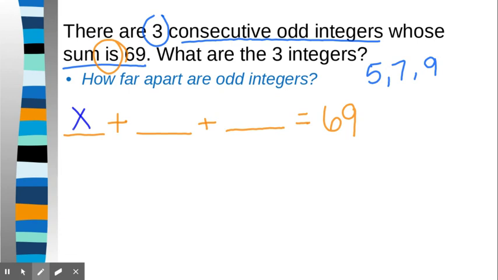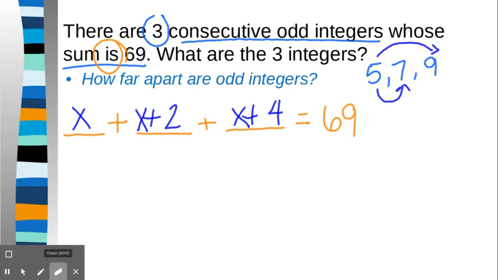For consecutive odd integers, if we look over here at the example, jumping from a 5 to a 7, we skipped 2. So that middle number is going to be x plus 2. It's that first number, but 2 more. And then thinking to get to that third one, we want to jump from 5 to 9. And so that's x plus 4. Because we would do 2 more than the first number to get the middle, and then 2 more than that. And so that 2 plus 2 is giving us 4.